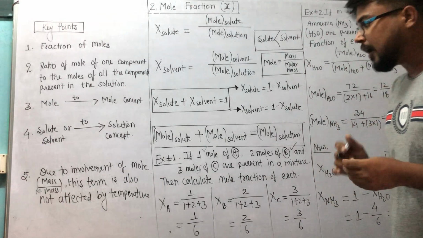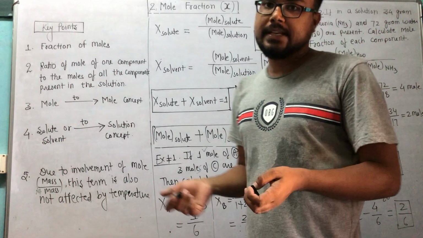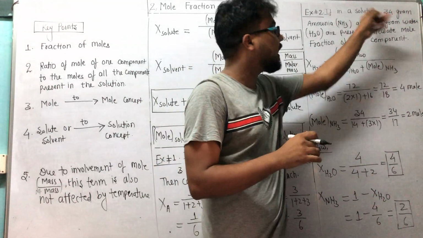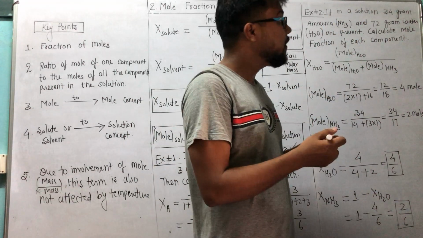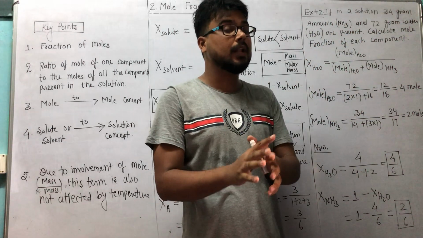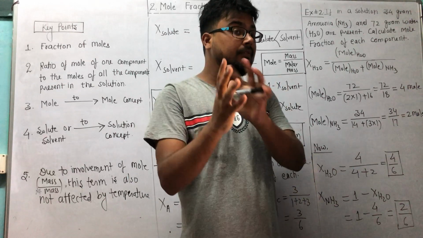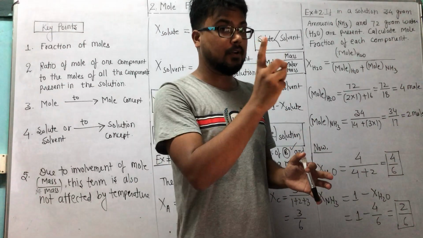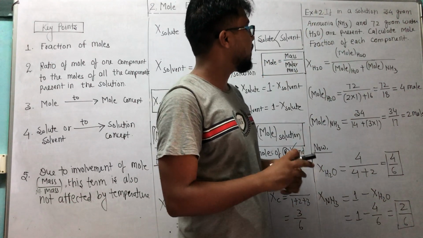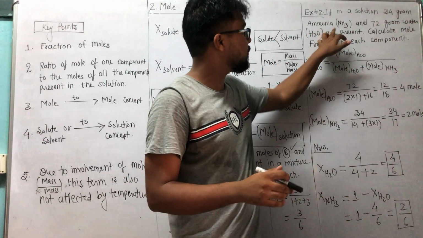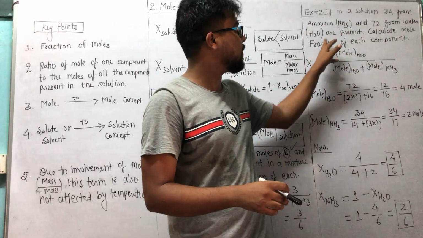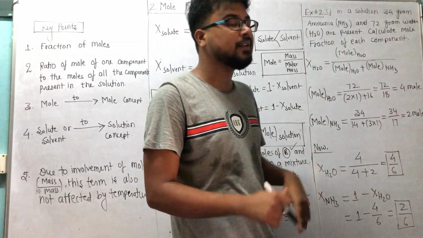Students, somehow mole is not given. The examiner is a little clever and he can provide gram as well, not mole. So what is our first duty for the calculation of mole? Firstly, we have to calculate mole of that component, correct? So see in this question, in a solution 34 gram ammonia, formula given NH3, and 72 gram water, formula H2O, are present. Calculate mole fraction of each component.